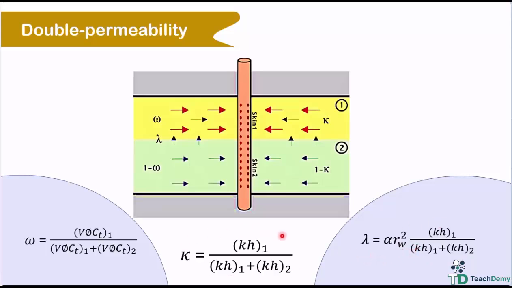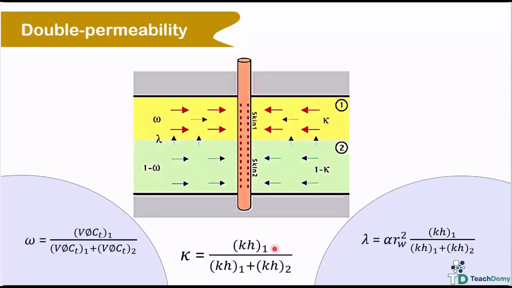Kappa is a parameter that arises only in double permeability models, and it's calculated through a specific relation that accounts for the cross-flow process between the two layers. Unlike the dual porosity model, where only the matrix contributes to the fractures and the fractures deliver to the well, in double permeability reservoirs, both layers are able to produce directly to the well.